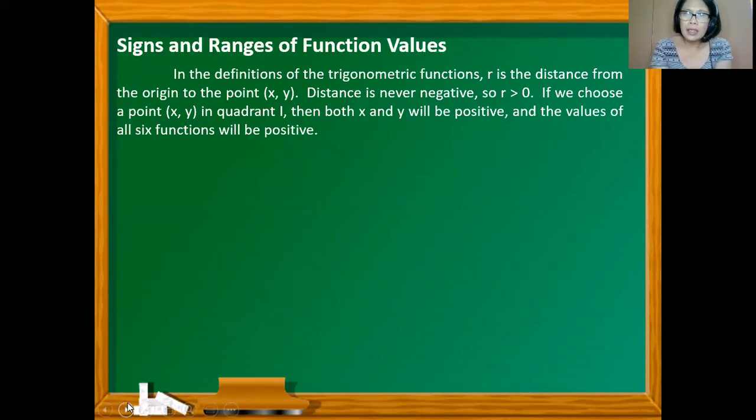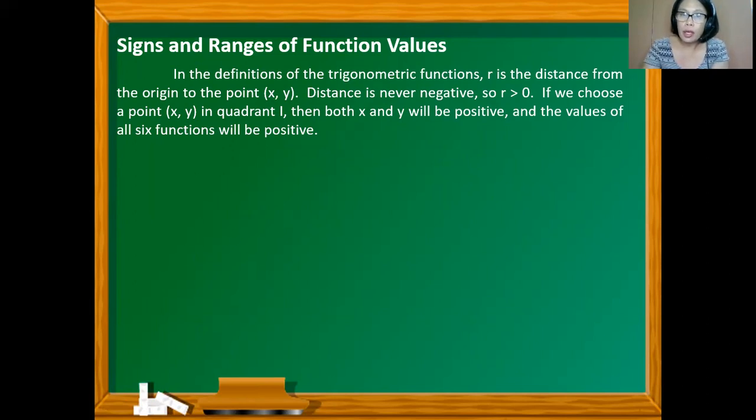Now, signs and ranges of function values are something we have to know. In the definitions of the trigonometric functions, r is the distance from the origin to the point (x, y). Distance is never negative, so r is always greater than 0. Now, if we choose a point (x, y) in quadrant 1, then both x and y will be positive, and the values of all six functions will be positive.